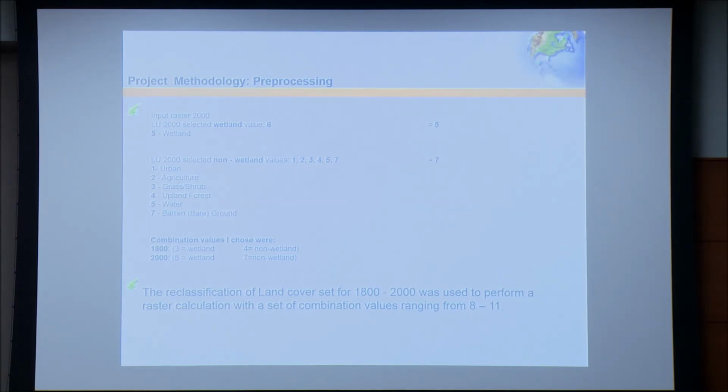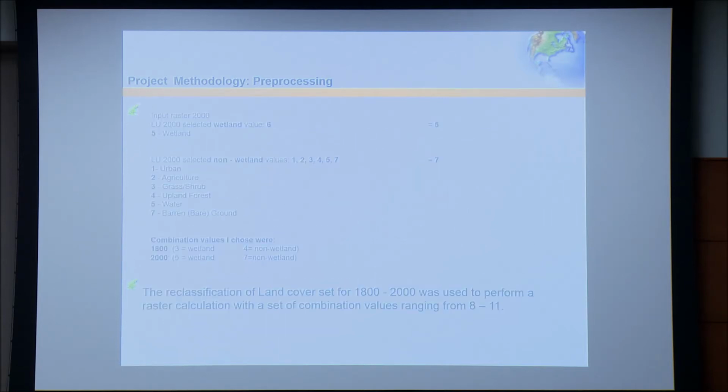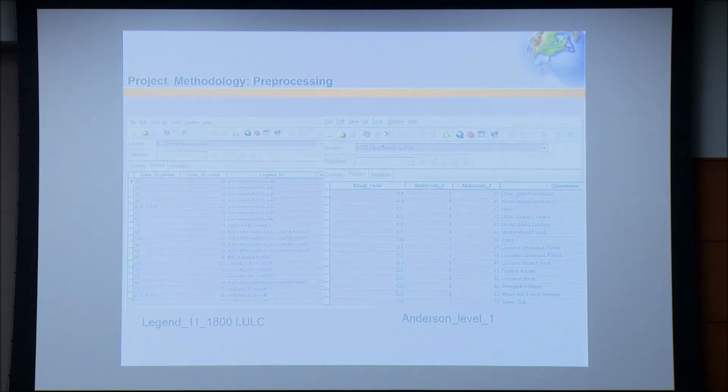So now in combination, 1800 wetlands is 3 and not wetlands are 4. And then for 2000, the wetland is 5 and not wetland became 7. So now this is what the reclassification looks like. So things have moved a little bit here. And as you guys can see, that's the legend there, pretty much displaying what it looks like. And then this is just some of the processes that it involved. It took several processes to get to this point. I'm not going to inundate you guys with so many of the processes, but just to give you an overview of what it looked like.